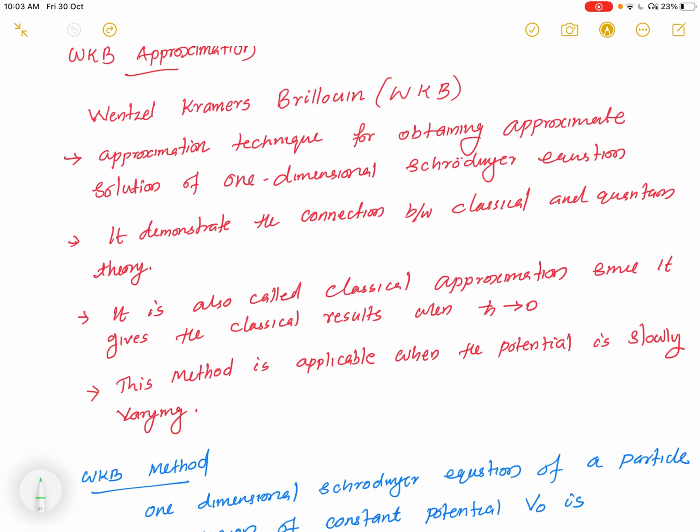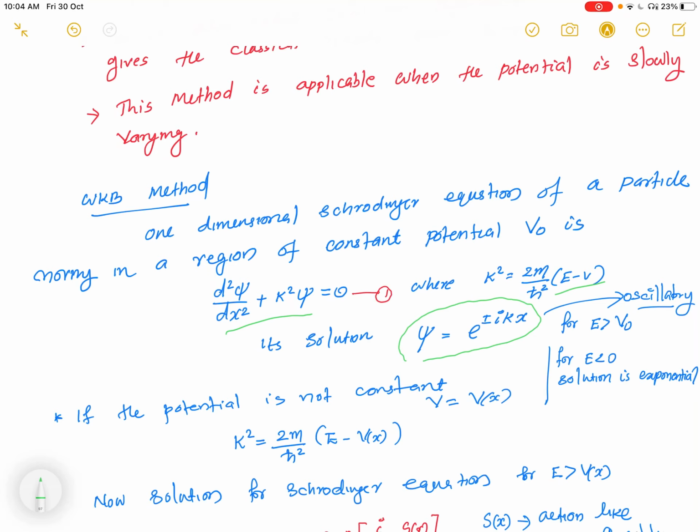Where k square is 2 by h cut square times E minus V, where E is the total energy and V is the potential. The solution for such a system is psi equal to e power plus or minus ikx. This e power ikx means an oscillatory solution for all E greater than V. Suppose the energy of the particle is less than V; in such a case this solution becomes an exponential solution.